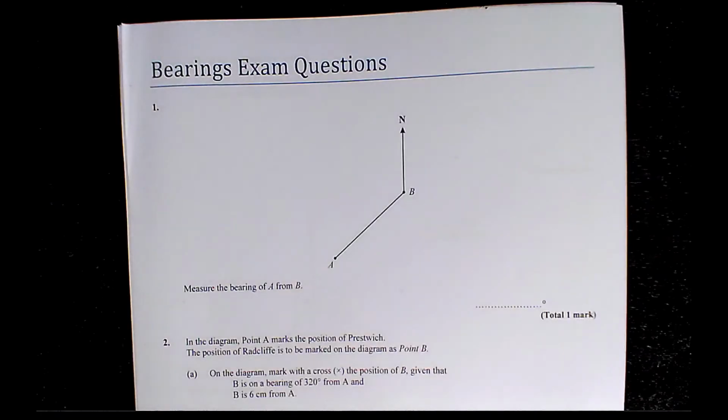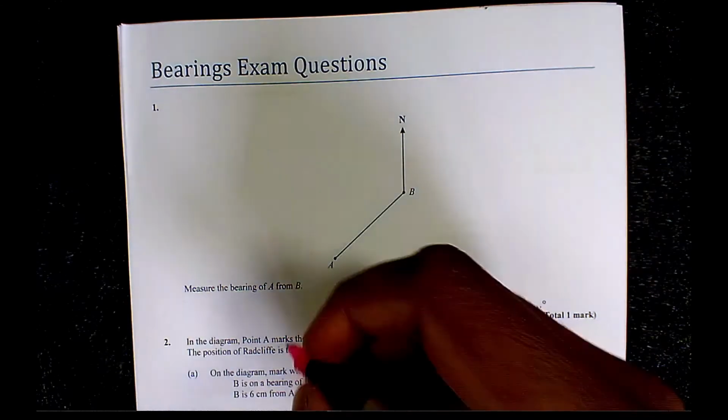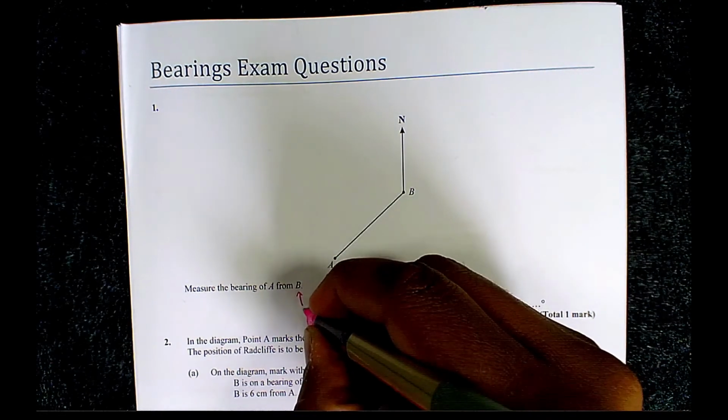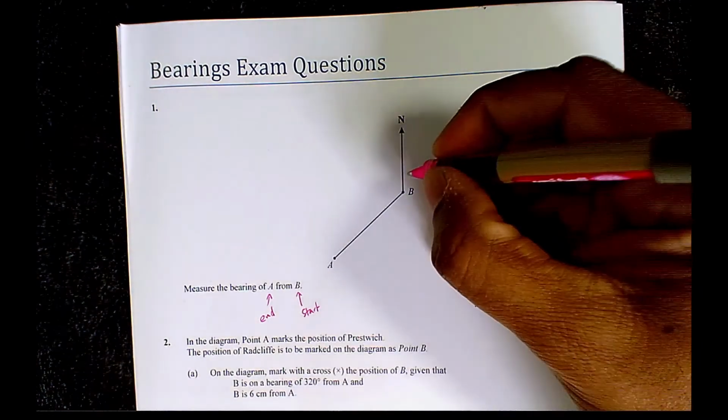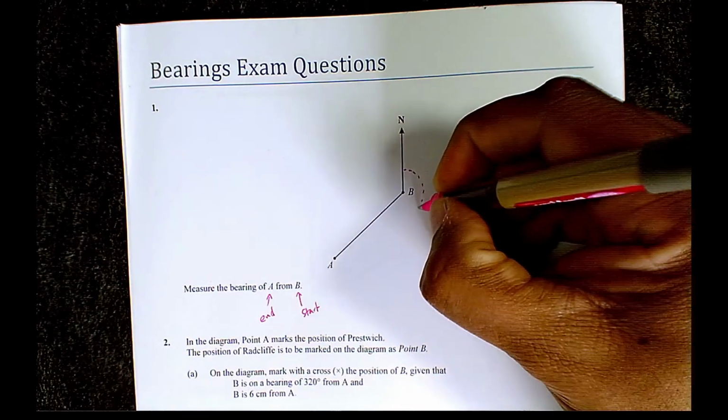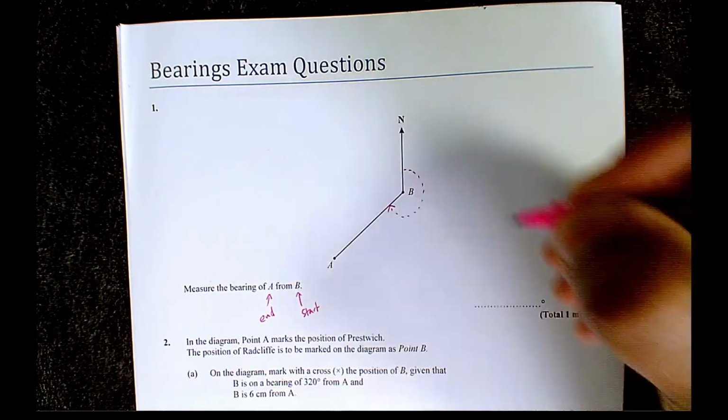So with question 1, what we're being asked to do is to measure the bearing of A from B. It's important when reading these questions that B is where we're starting from and A is where we're ending. So the actual angle that I've been asked to find is this angle here, which is an obtuse angle.